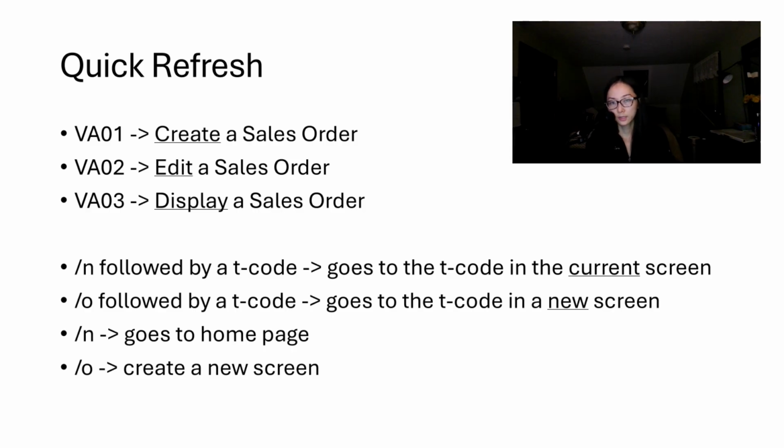So /n followed by a T-code goes to the T-code in the current screen. /o followed by a T-code goes to the T-code in a new screen, which is to create a brand new screen, and then in that screen goes to the new function. If you just type /n, it goes back to the home page, and that is the sky with the clouds picture. /o is to create a new screen.